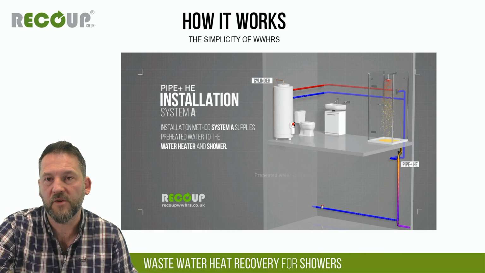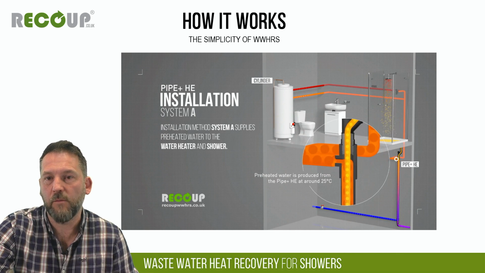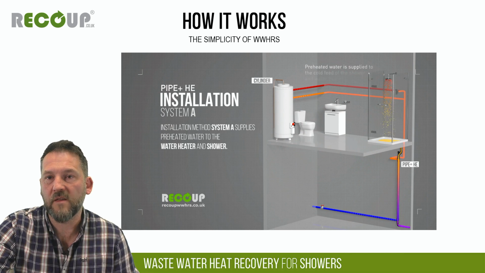So this is showing the pipe plus HE, but our new product is the pipe hex. Essentially it's a 2 meter vertical pipe which locates on the floor below the shower it's connected to, normally boxed in next to the SVP. Quite simply, that warm waste will flow down one side of the heat exchanger and then vents off to the SVP as normal.